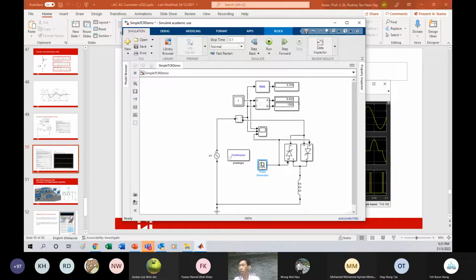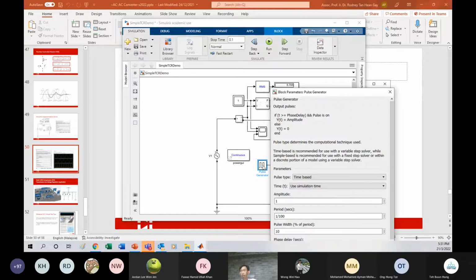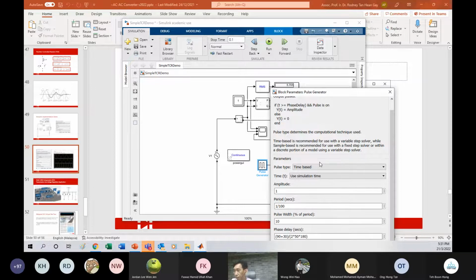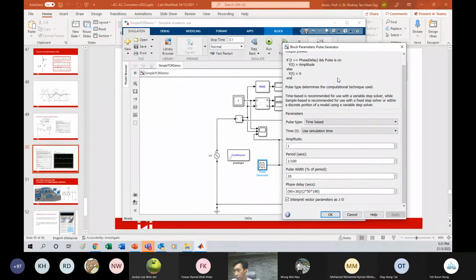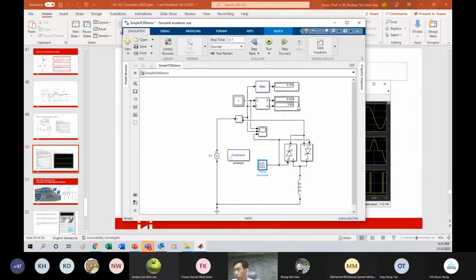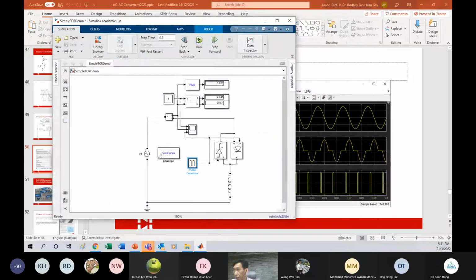All right, so in this case, 30 degrees, right? In the previous one, I used radian. This one, I used degree. So if you run it, you will see that for 30 degrees, now the RMS current is around 3 amps.